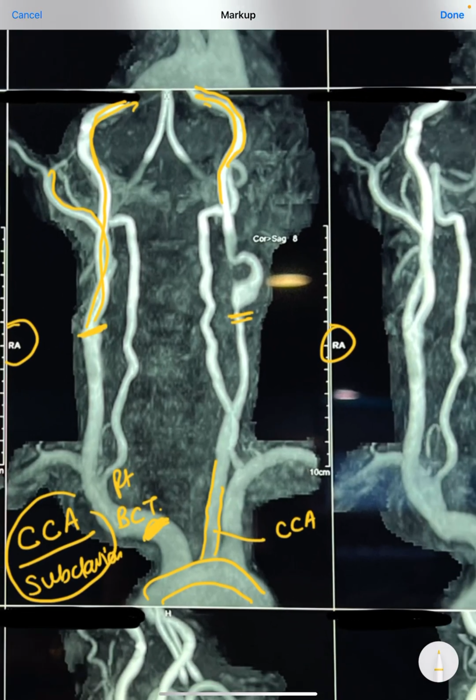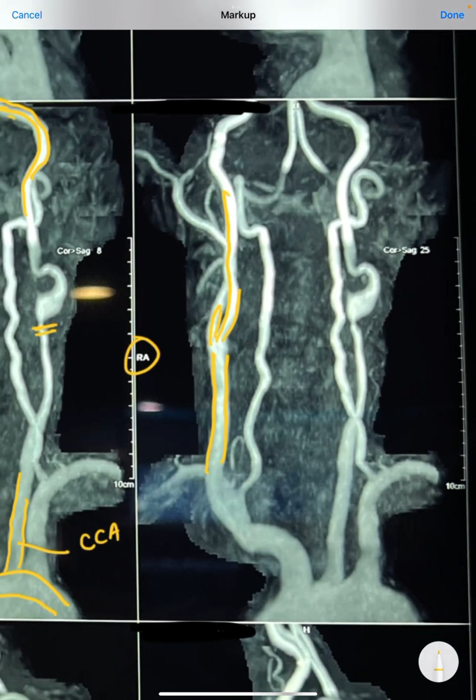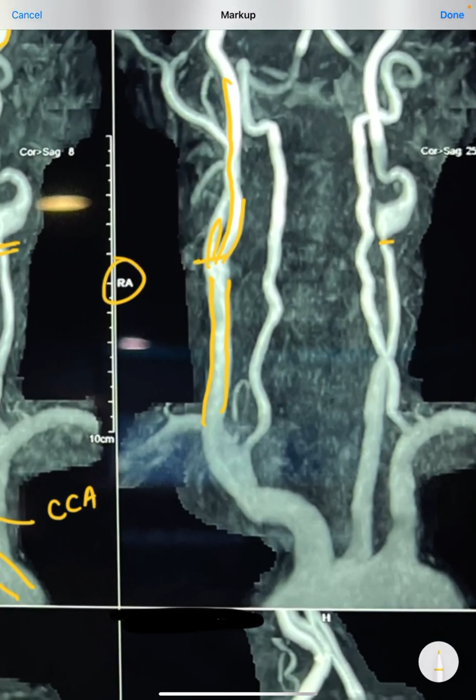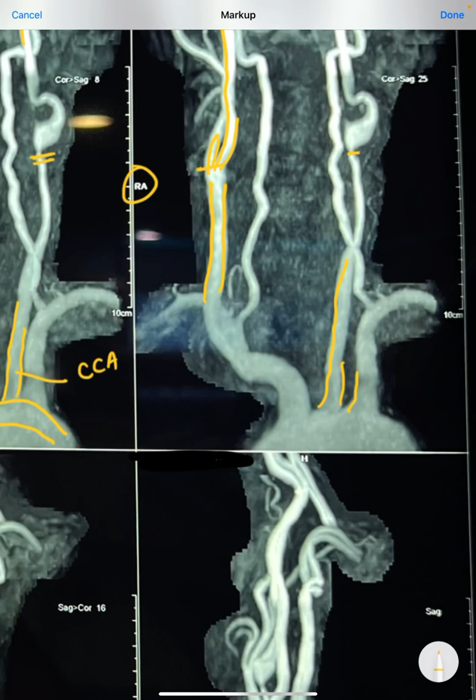So at this level, we can very clearly say this is the common carotid artery, and this is giving this internal carotid artery, and this is the external carotid artery at this level. So this is the common carotid artery that is going up, and the third branch is the subclavian artery.